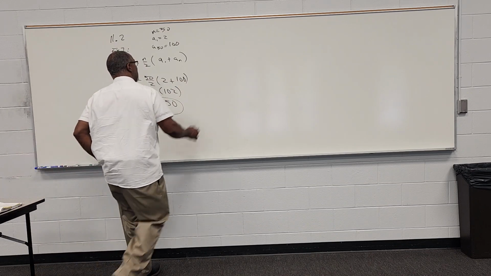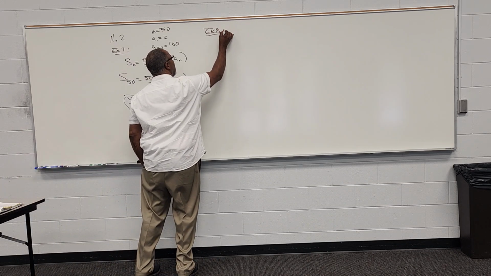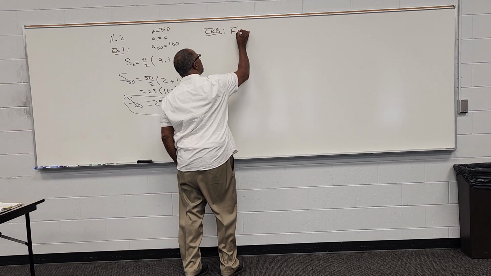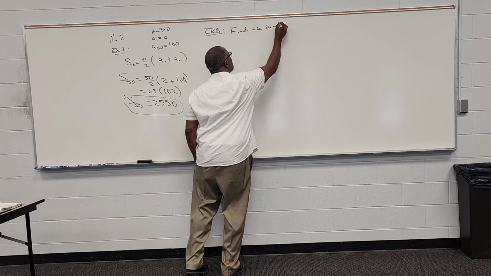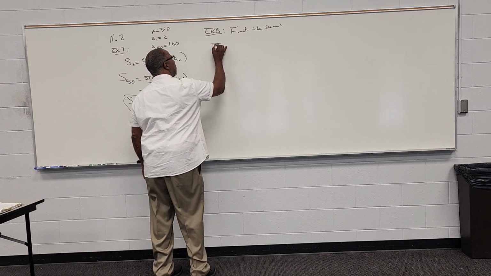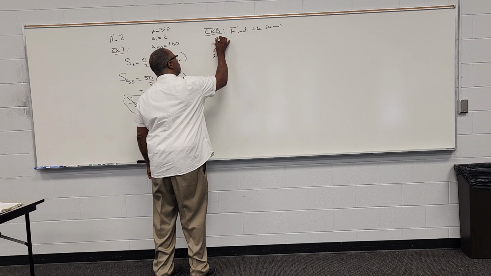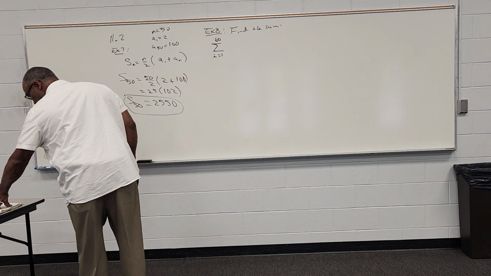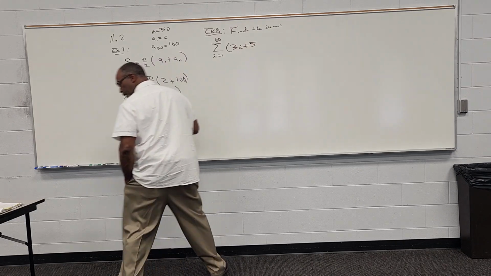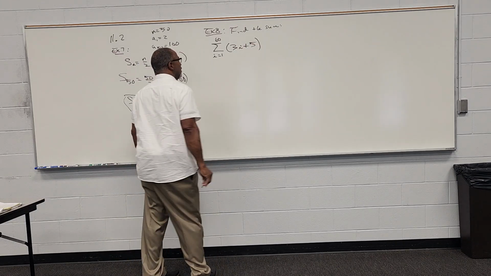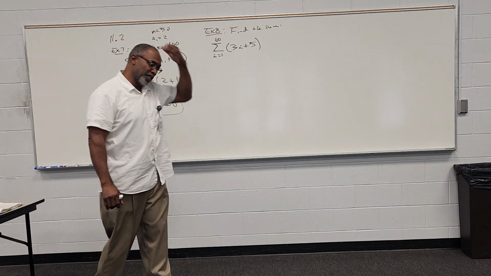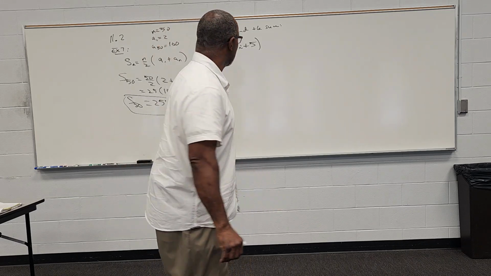And finally, example 8. Example 8 says find the sum, and they give me the sum from i equals 1 to 60 of 3i plus 5. Well, again, I've seen before that I'm going to need to know a1, and I'm going to need to know d. So let's write out a few terms for the sequence.